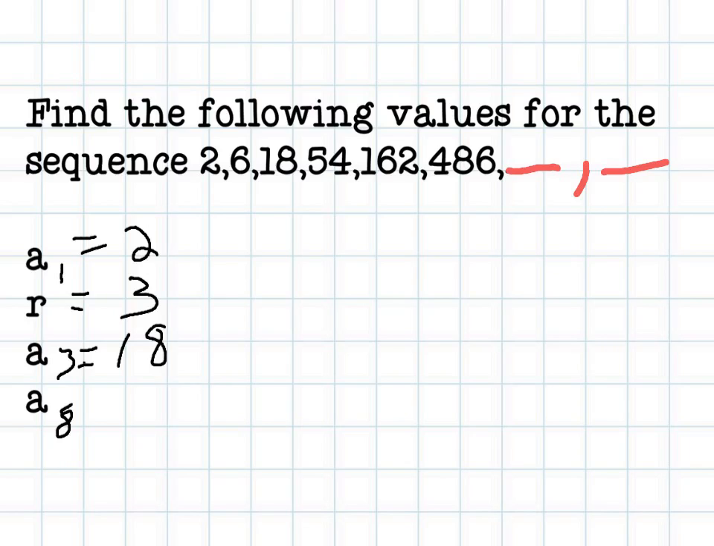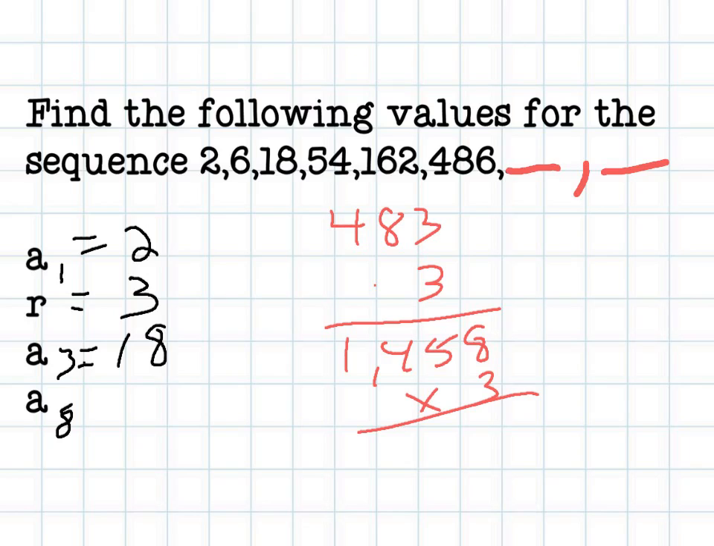So if we find the 7th term, we have to do 486 times 3. And if you do that, you get 1,458. Well, that would be the 7th term. Now we need to get the 8th term, so we need to multiply that by 3. If you multiply 1,458 times 3, you end up with 4,374. So the 8th term in this pattern is 4,374.